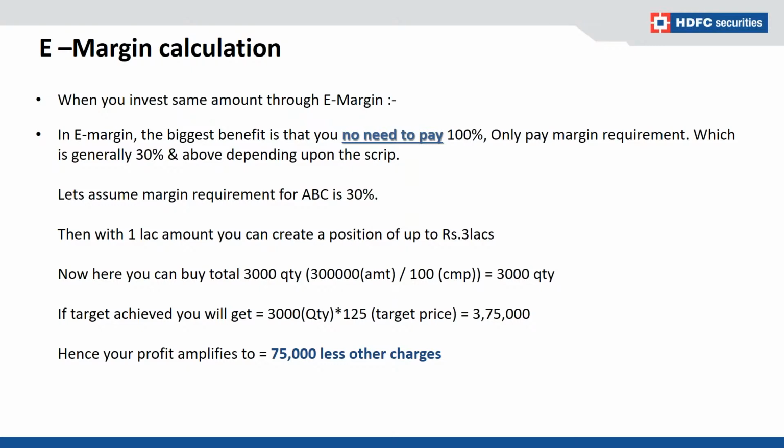2 lakh rupees is leverage, on which HDFC Securities will charge 0.05% per day interest. Assuming the price of the stock reaches 125, the target price, he would be able to earn 75,000 on an investment of 1 lakh rupees, because 2 lakh rupees is being leveraged by HDFC Securities. So 75,000 rupees on an investment of 1 lakh rupees. So the percentage of the profit would be much, much higher as compared to the cash market.